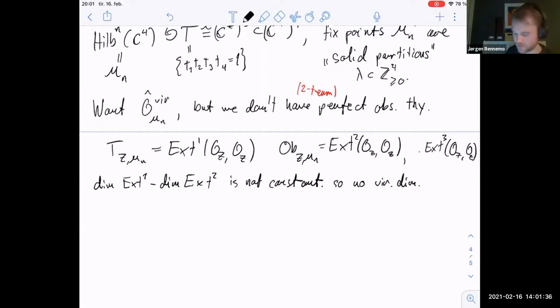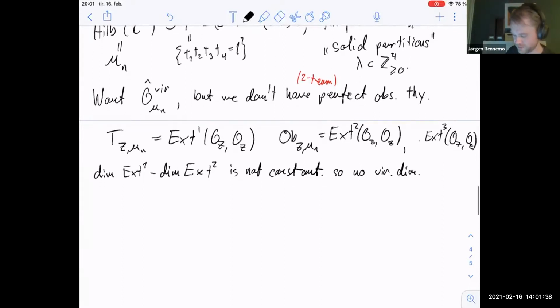But you can play some sort of numerological game to tell you that there might still be some hope. So what game is that? Well, you can see that dim Ext^1 is equal to dim Ext^3 by Serre duality.